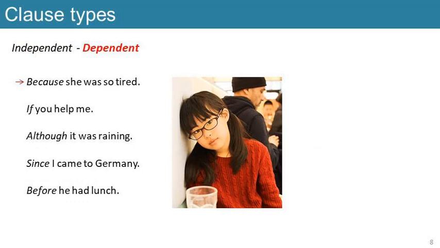On the other hand, the group of words "because she was so tired" makes no sense by itself. It does not stand alone as a complete idea. It depends on an independent clause to complete and clarify its meaning. So, "because she was so tired" is classified as a dependent clause. The other clauses here are also dependent clauses. As you can see, they all start with a subordinating conjunction. So, dependent clauses are also called subordinate clauses.